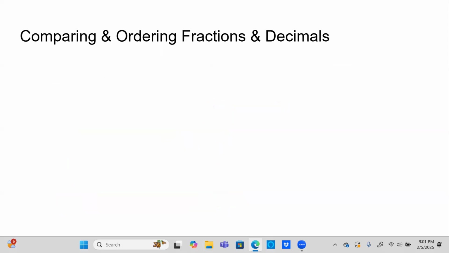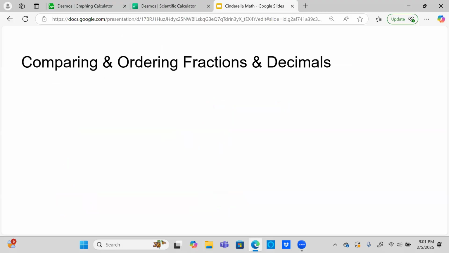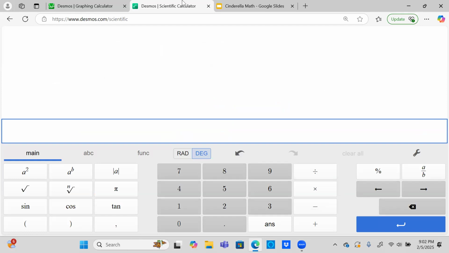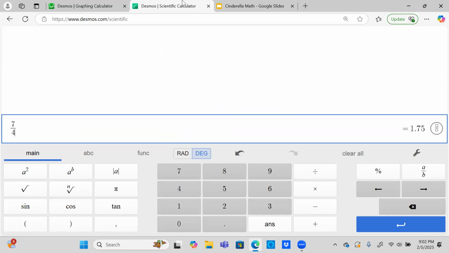Okay? I wish I would have written down some of those examples because I would have done the exact ones over here. So this is the Desmos Scientific, or if you're just using a handheld calculator, just grab it or your cell phone. 7 divide 4, the one we just did. Boom. Look at the answer right there.